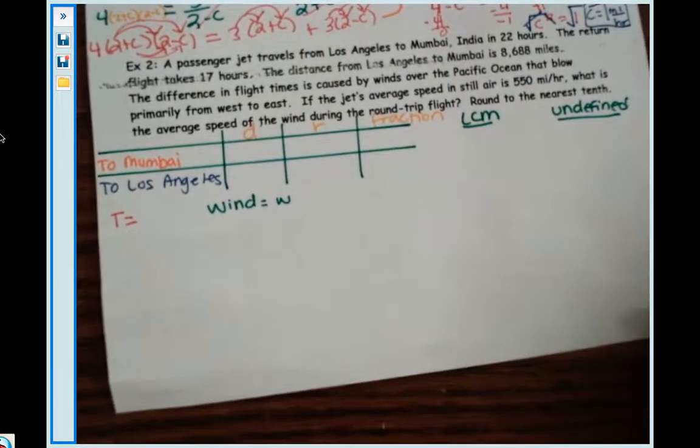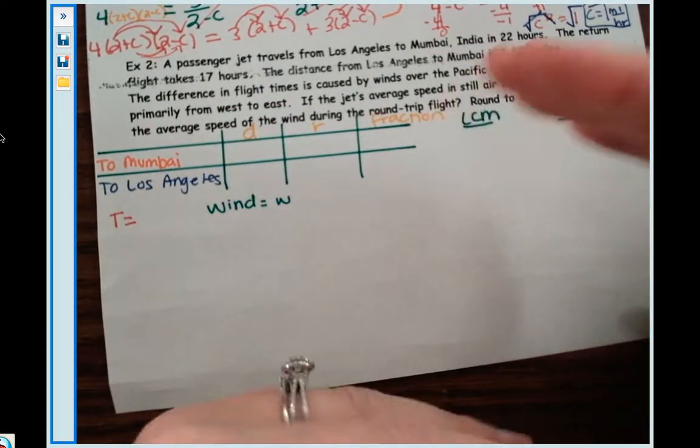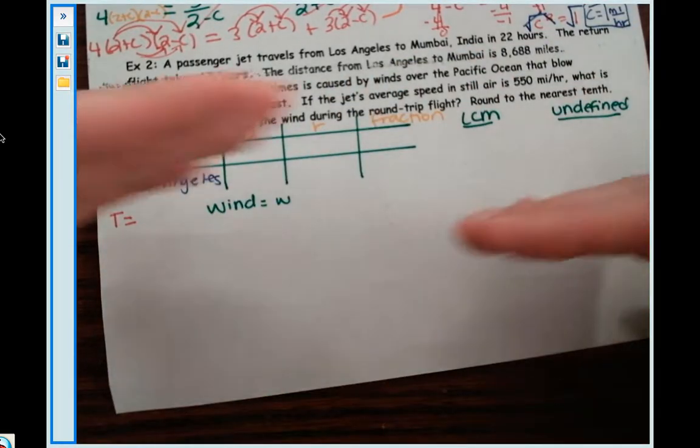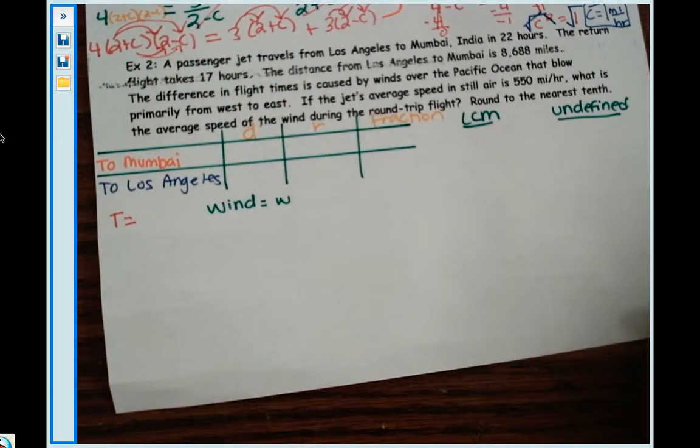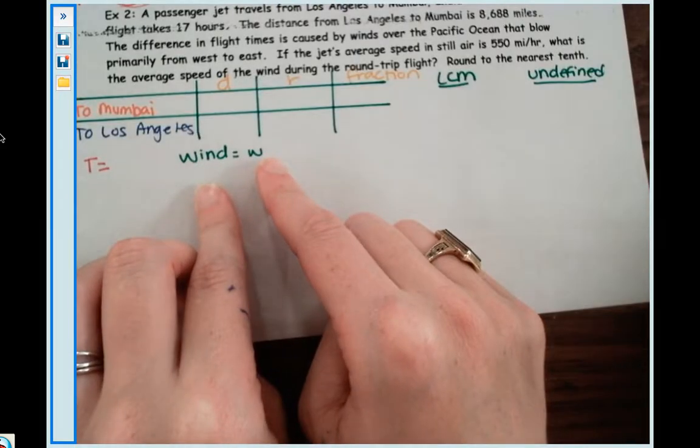Let's get going. All right, so in the problem, we want to find how fast this wind is blowing that is either making our jet go faster. When the jet's going with the wind, it goes faster. When it goes against the wind, it goes slower. So our wind in the problem, I'm going to denote with a W. So if you see a W, I'm talking about the wind. All right, let's get to labeling.